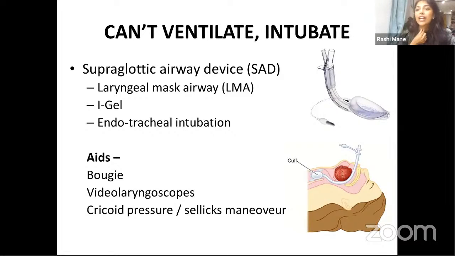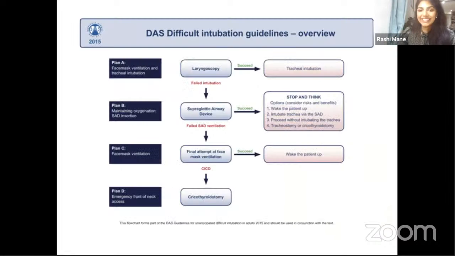And lastly, there's something called the Sellick maneuver. It's basically pressure backwards on your thyroid, and what that does is push the airway into one line, so that you can intubate easily.